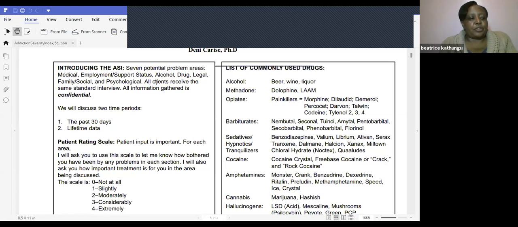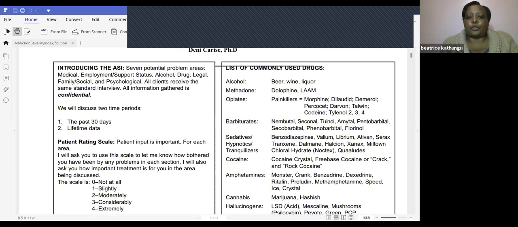Now, as we work on this activity, we will be discussing 2 time periods. The first one is the last 30 days. And you might look at the calendar and see when the last 30 days happened. And we shall also be talking about what we are calling lifetime data. Now, lifetime means any period after the 30 days or before the 30 days. So you can also think about that so that you can be able to answer these questions.